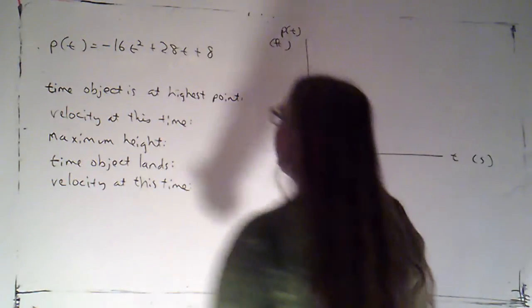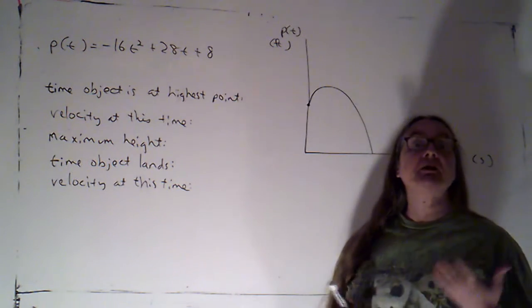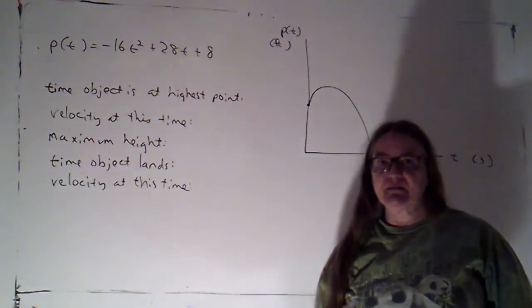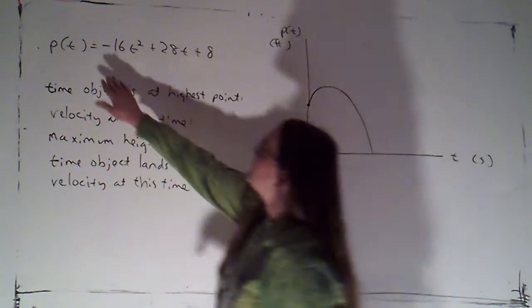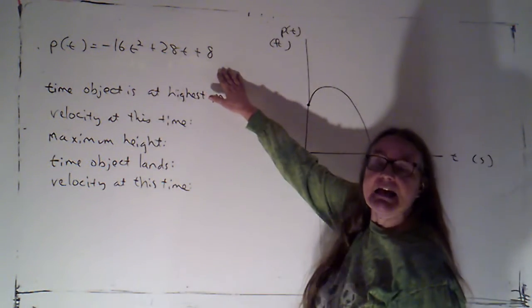We've got another problem up here on the board. This time this is for position of an object that's thrown up into the air. So here position actually is measuring height above the ground. It's a vertical distance. P of t is given by negative 16t squared plus 28t plus 8.